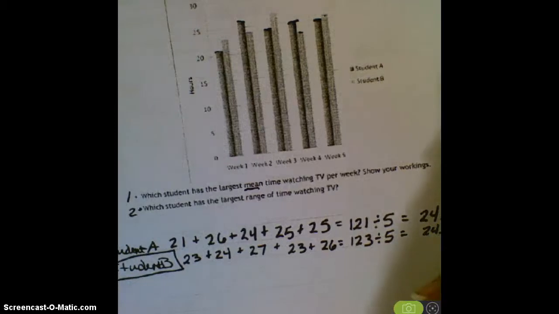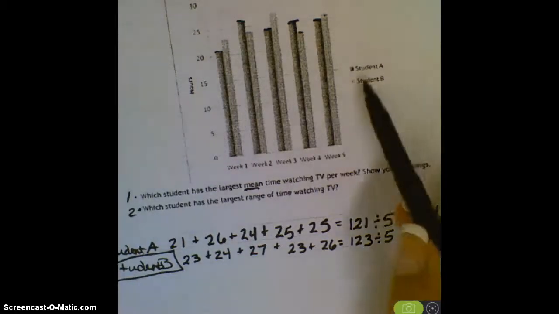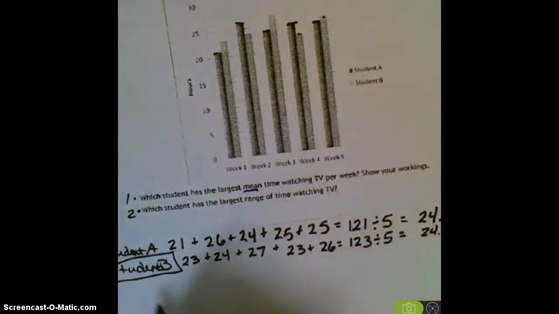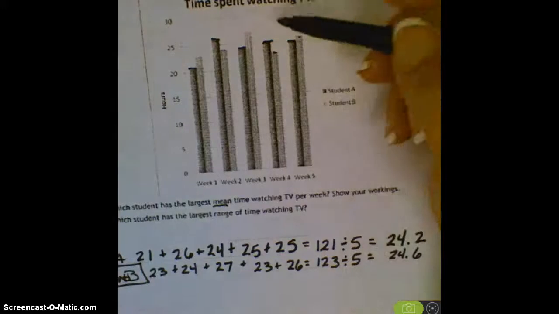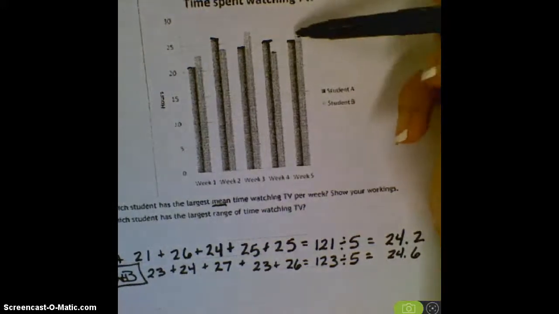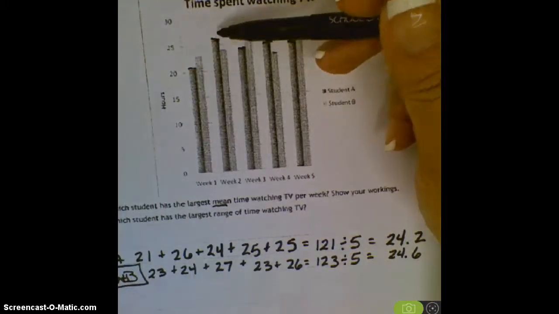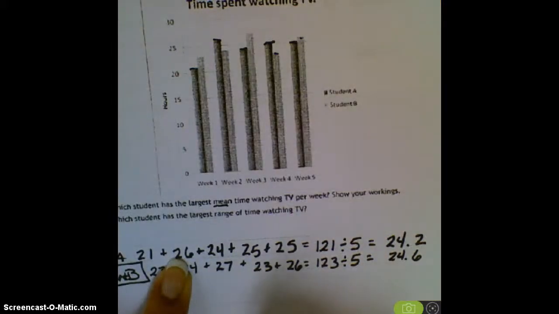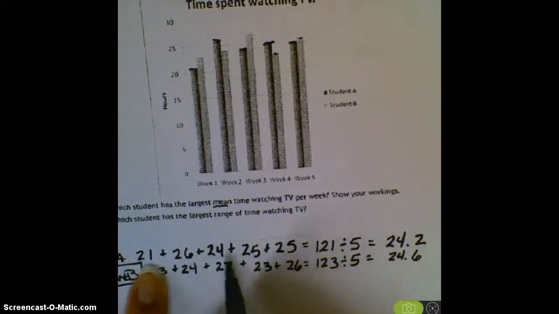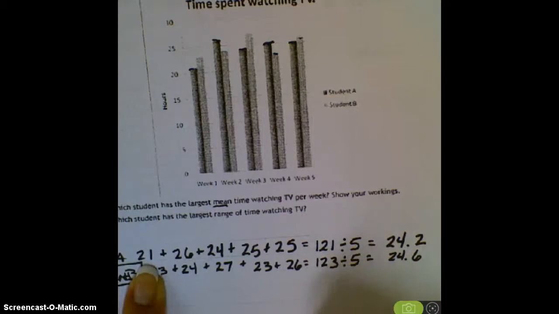Our range is going to be our maximum minus our minimum. So we're going to look just at student A to begin with. Student A is the dark color. Looking at our graph, which one is our maximum? Looks like our largest number is right here. We can even look at our data set here, and 26 was our maximum. And our minimum, our smallest number, was 21. We can use a calculator, or better yet, use your brain. 26 minus 21 is going to equal 5 for our range.